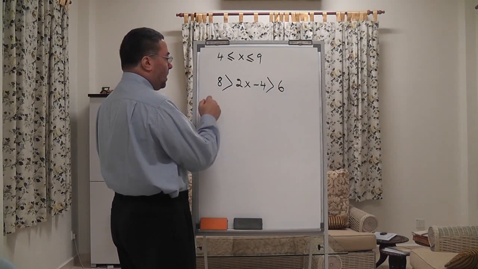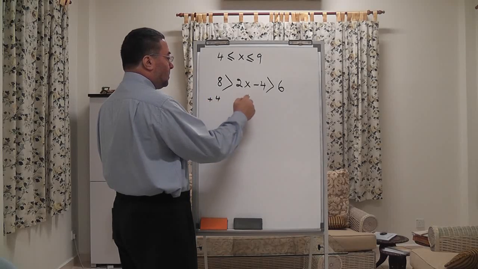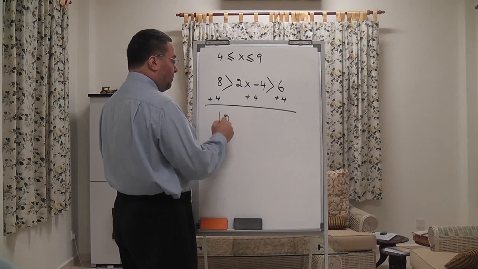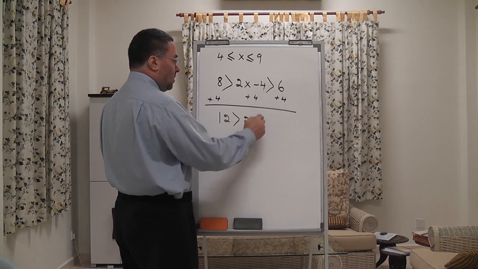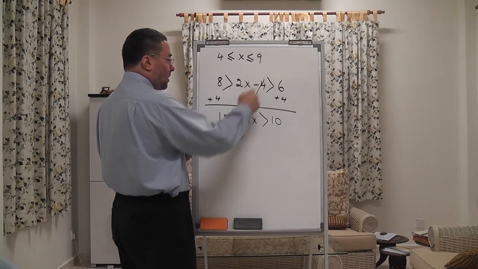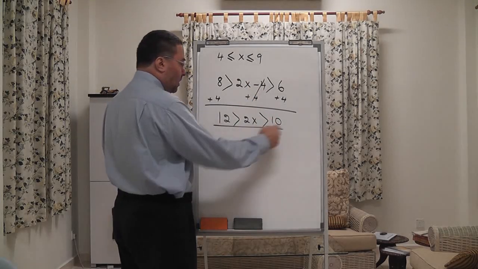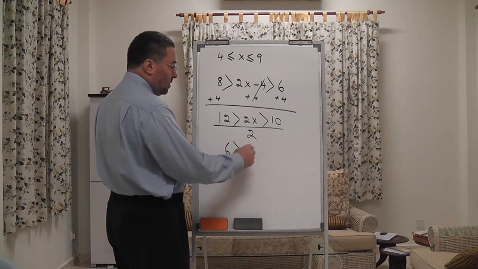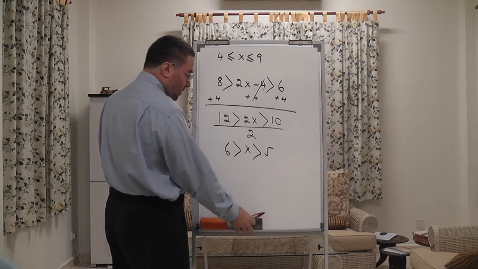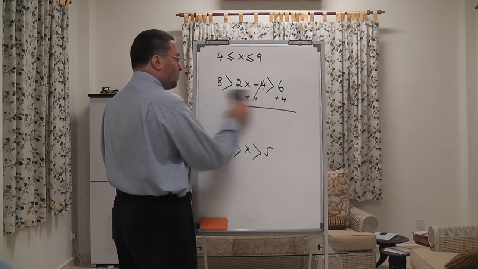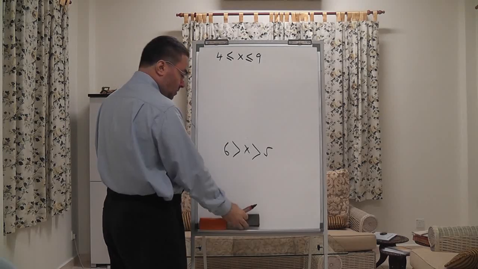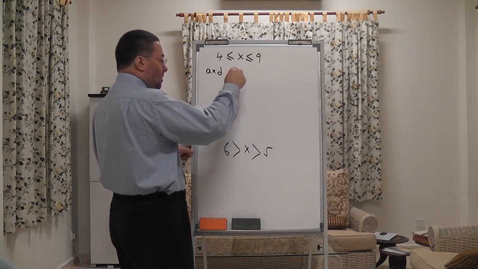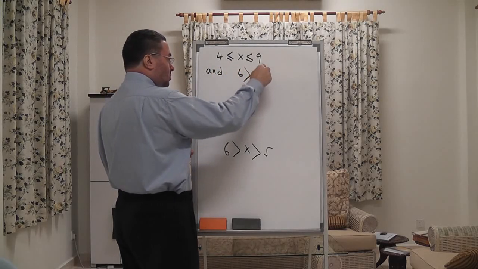Here we can add 4 to all the sides. And we get 12 more than 2x more than 10, and we get rid of this 4. So now again we divide by 2 and we get 6 more than x more than 5. So here we are going to graph two possibilities, and 6 more than x more than 5.